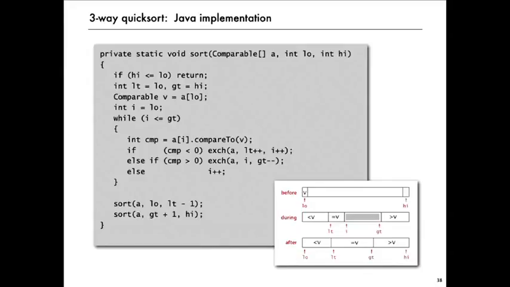The implementation is amazingly simple. The whole partitioning process for three-way partitioning in a modern programming language like Java simply maintains the invariant as described in the demo. If we find one that's less, we exchange I and LT and increment them both. If it's greater, we exchange I and GT and decrement that. Otherwise, we increment I.